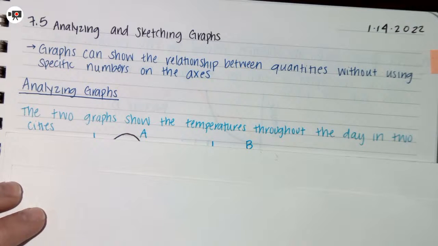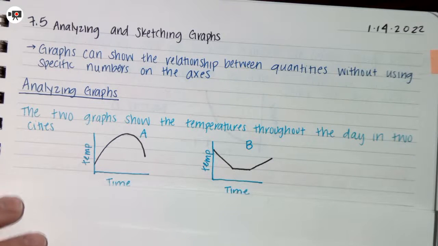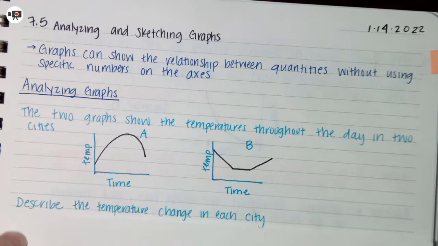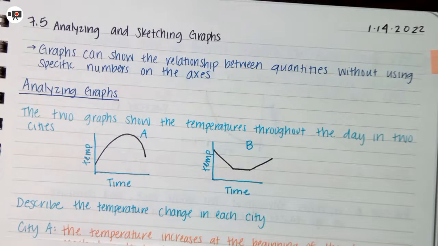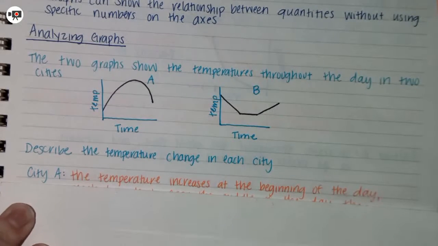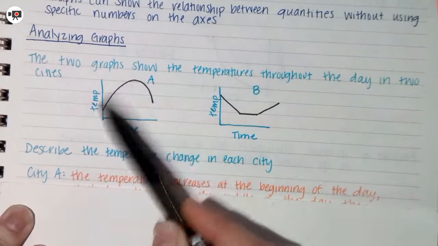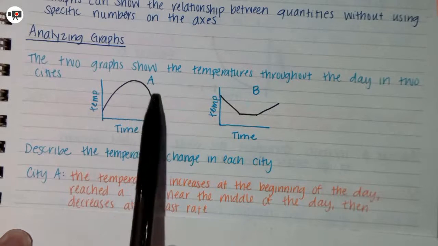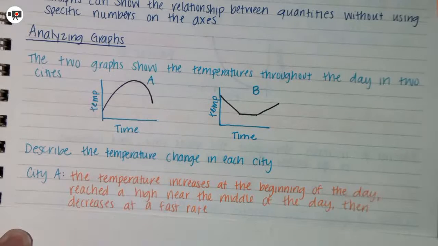So the two graphs show temperatures throughout the day in two different cities. So I have city A and city B. We can see that they're different. We're going to describe the temperature change in each city. So city A, the temperature increases at the beginning of the day. It's going up. Then it reached a high near the middle of the day and then decreases at a fast rate later on.